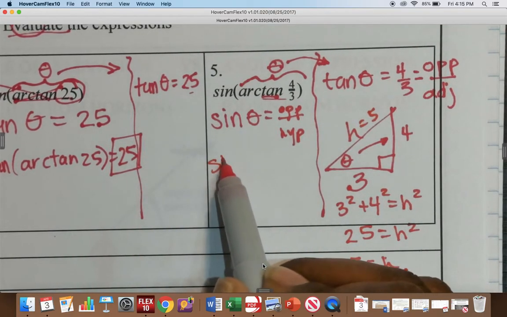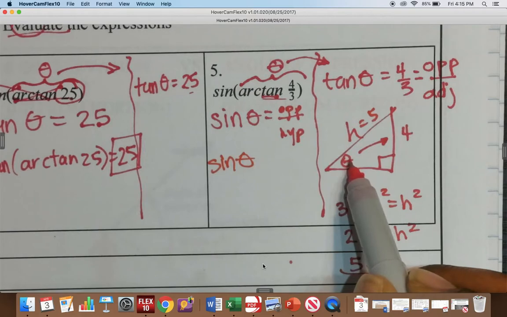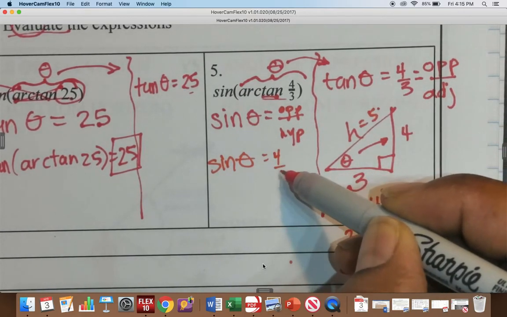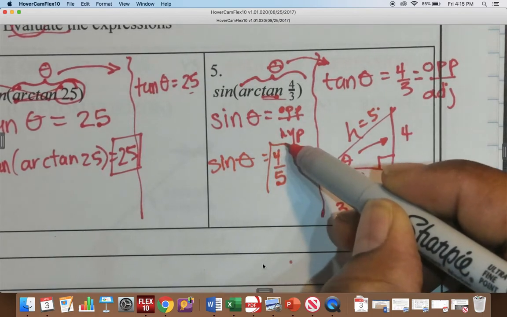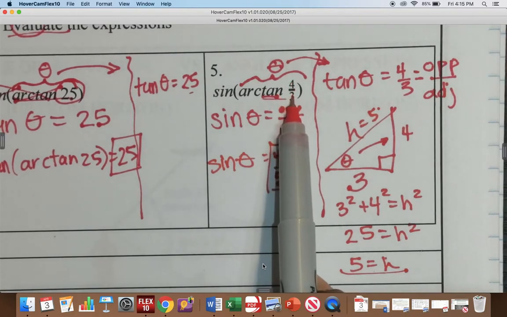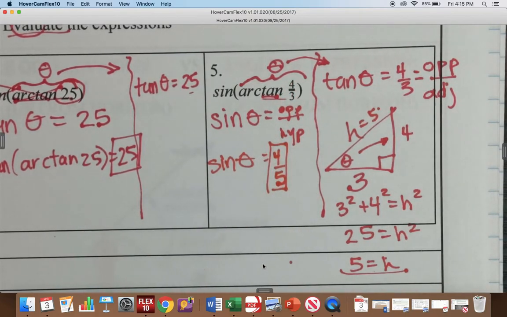So now we know that sine of this theta equals opposite over hypotenuse, which is 4/5. So sine of arctan of 4/3 equals 4/5.